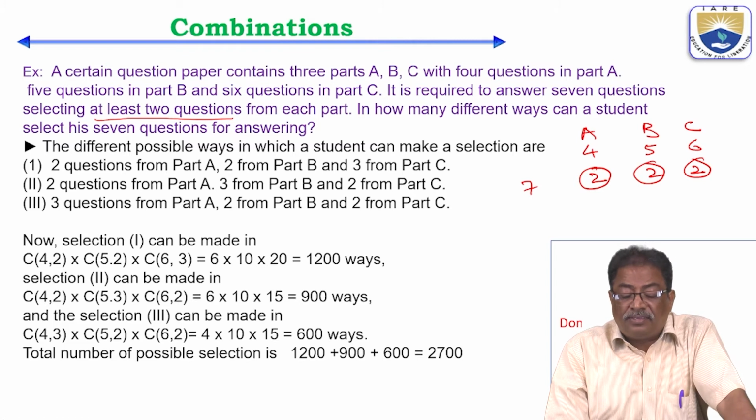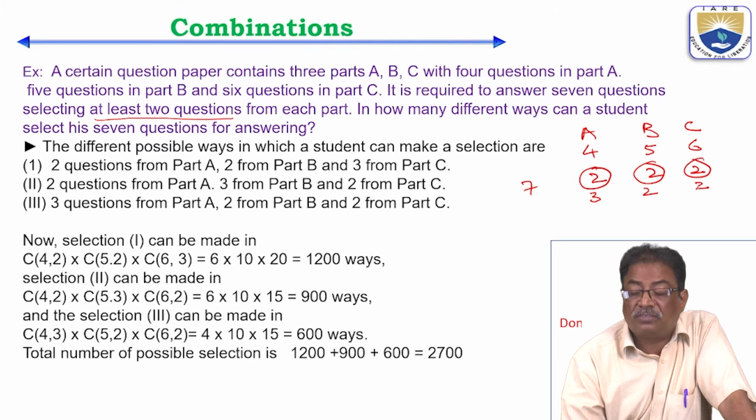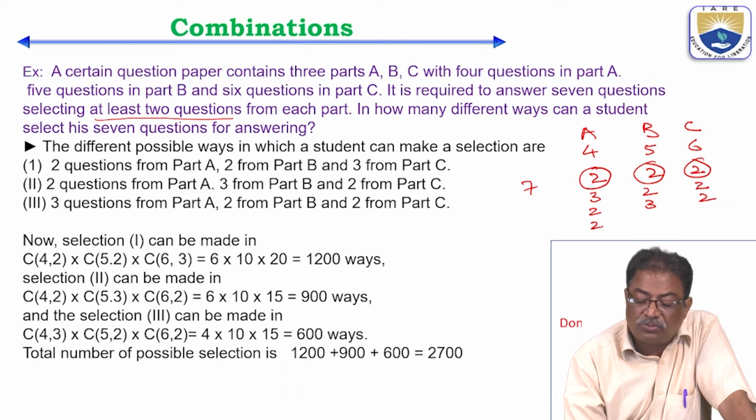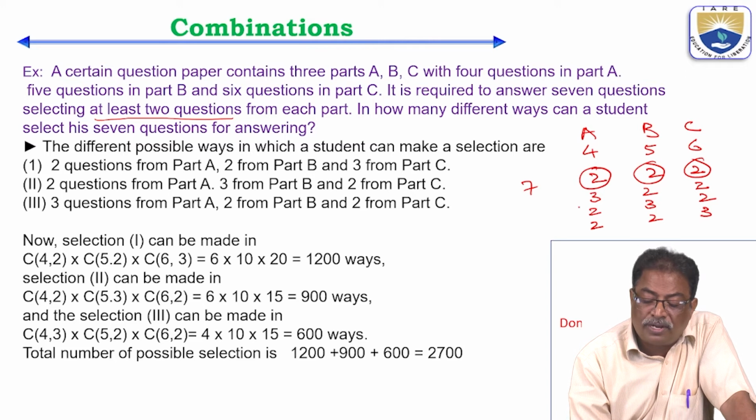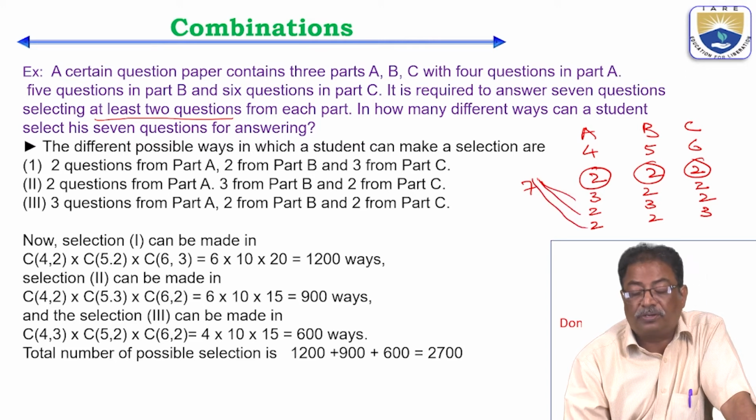So now the thing is, the choices are these. Either the first choice is 3 questions, 2 questions, 2 questions. Or else 2 questions, 3 questions, 2 questions. Or else 2 questions, 2 questions, 3 questions. So in total, all the 3 are 7 questions.